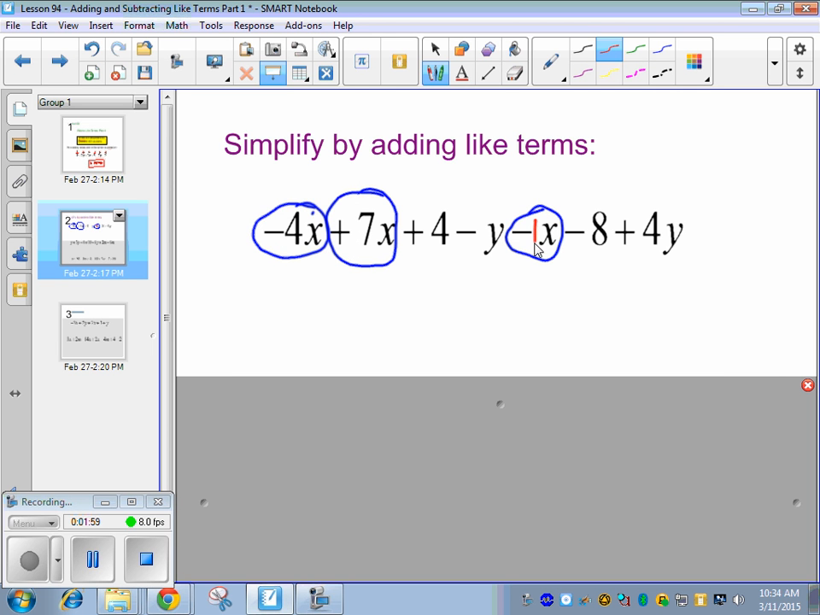But then we have this one over here. We're subtracting a 1x, so we get, yeah, which is 2x, right? And I always cross them off. So I just did all the x's and I crossed them off so I can see what's left over. All right.